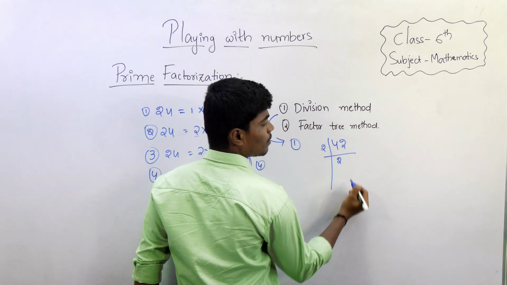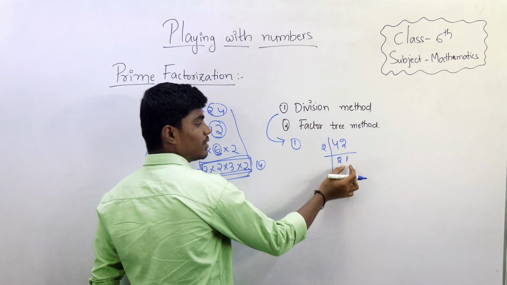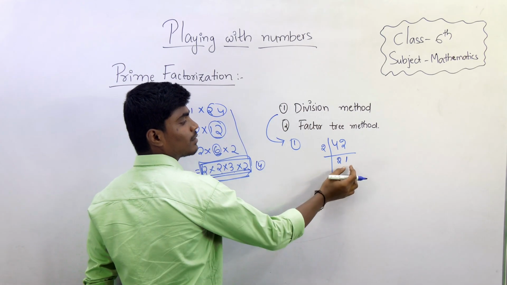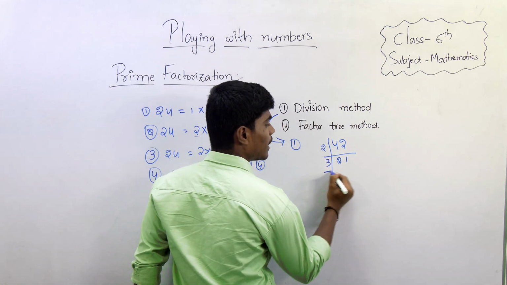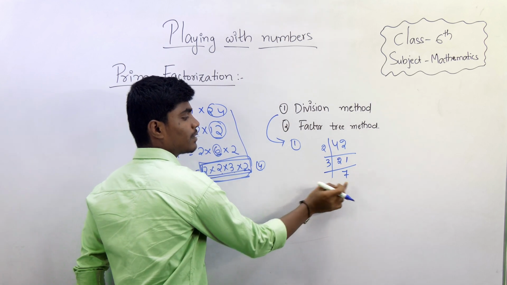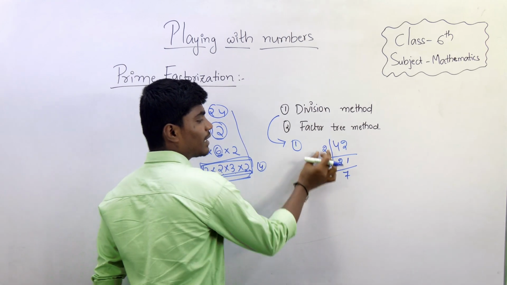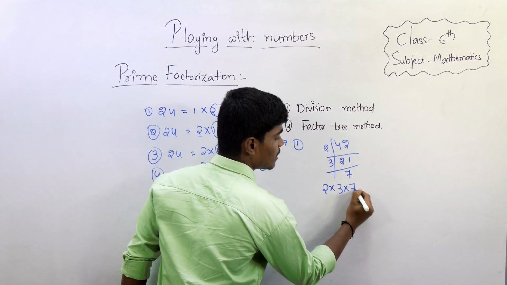Two twos are 4, 2 ones are 2. Now 21. 2 does not divide 21, so 21 is divisible by 3. 3 sevens are 21. 7 is a prime number. So it can be expressed as 2 into 2 into 3 into 7.